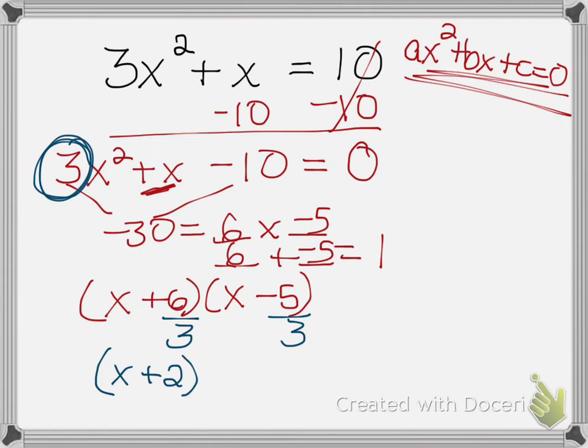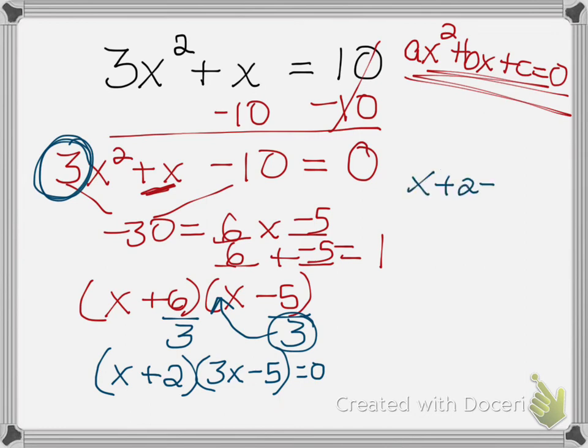Negative 5 divided by 3. Nope, that's going to give me a decimal. So I'm going to have to do bottoms up. And then I'll have 3x minus 5 in that parentheses. And remember, since it equaled 0, I now have to set each one of my factors equal to 0 and solve for x. So x plus 2 equal to 0.